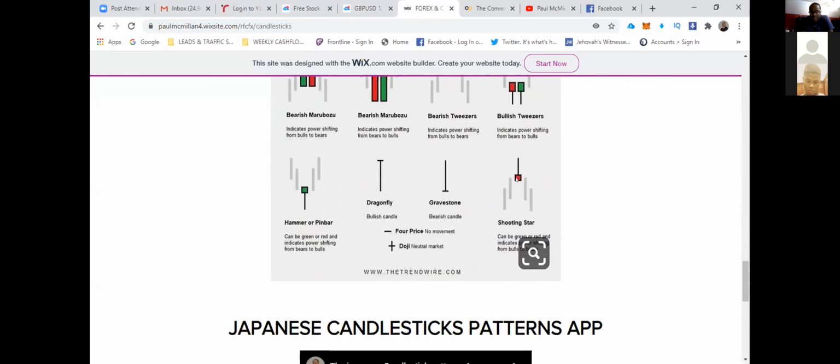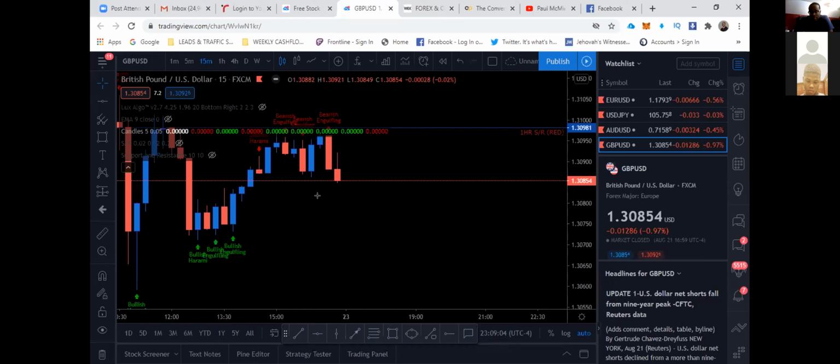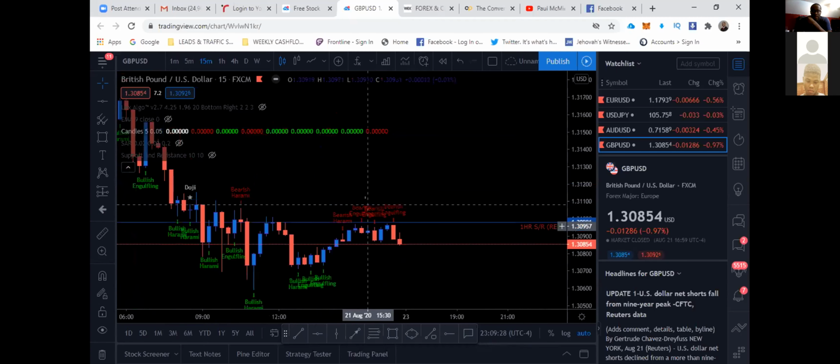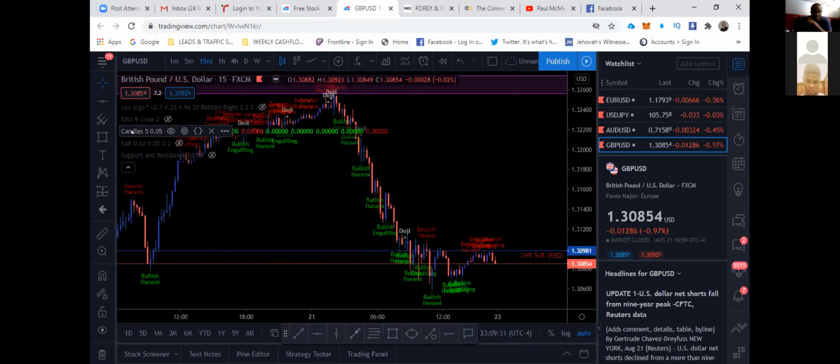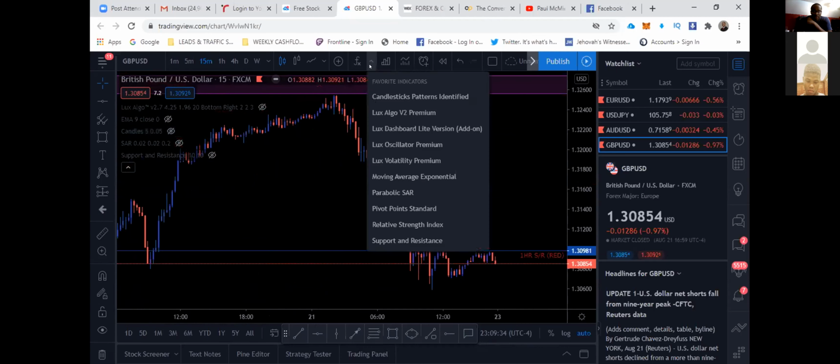No, actually it looks like the shooting star. Might be the shooting star, or it might be the inverted hammer. But this might be an indication here that it's about to cultivate strong bears and go down. But the fact that it retested and it went down, that's further confirmation that it's going into bears. So that's one of the things that I do. This indicator here that says candles, that is candlesticks patterns identified.